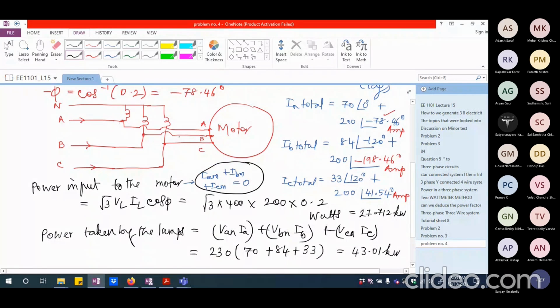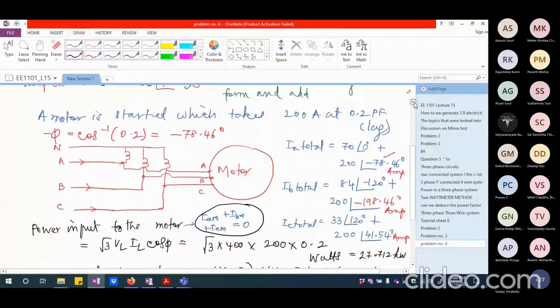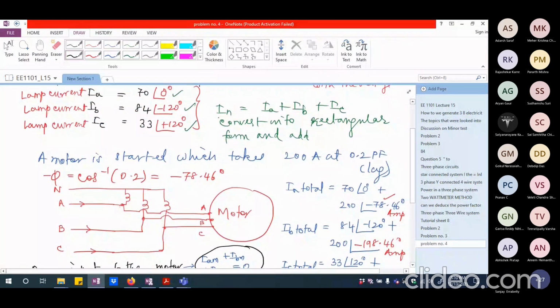So to the neutral current, what has contributed was only the original lamp, and that will not change, because you have not really included any other unbalanced load. If you include some other unbalanced load, that would have contributed to neutral current further. Okay, is that clear? Yes, ma'am.